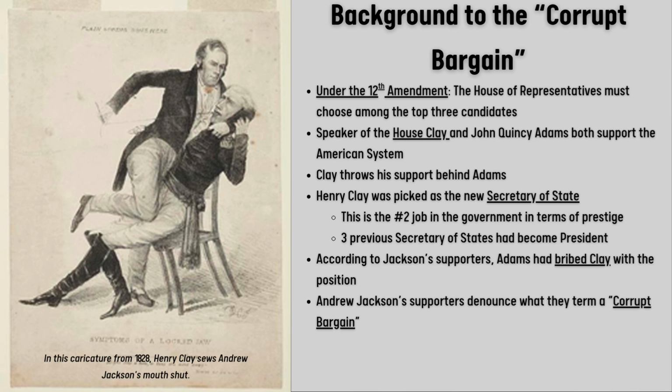To Andrew Jackson supporters, this arrangement smacked of impropriety, leading them to label it the corrupt bargain. They believed Adams had effectively bribed Clay with this prestigious position to secure his support. In fact, a caricature from 1825 even depicted Clay metaphorically sewing Jackson's mouth shut, symbolizing the silencing of Jackson's rightful claim to victory. This episode fueled significant distrust and resentment, setting the stage for the contentious political climate that followed.